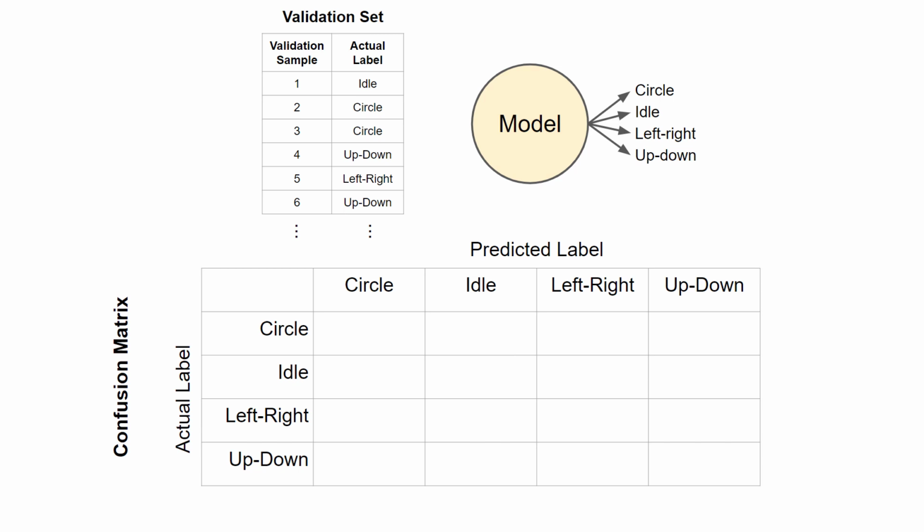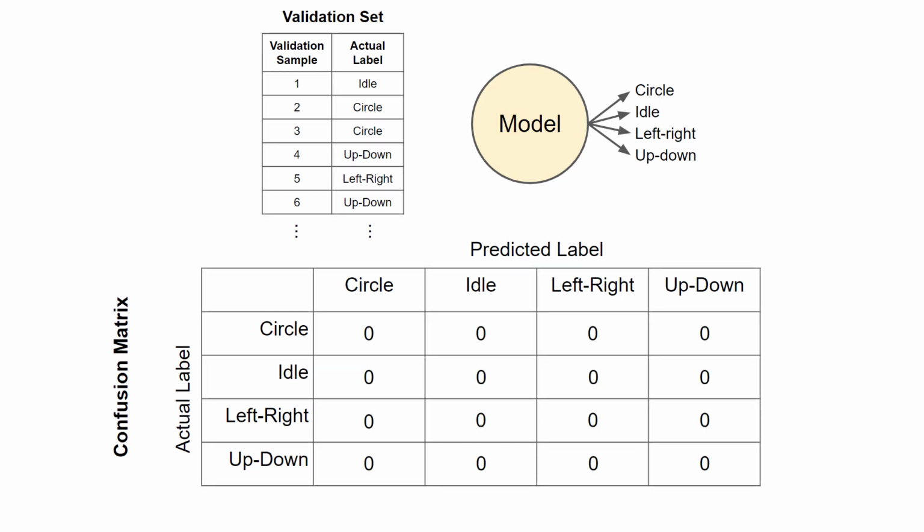Let's fill this out using a made-up validation set. The confusion matrix starts out with zeros in all spots. We get the features in the first sample of the set and send them to the trained model. We'll perform a forward pass on those features, and the model will give us which class it thinks those features belong to. Let's say that the model predicts idle for this sample. Because the actual label and predicted label are both idle, we add 1 to the corresponding element. We then move on to the next sample.